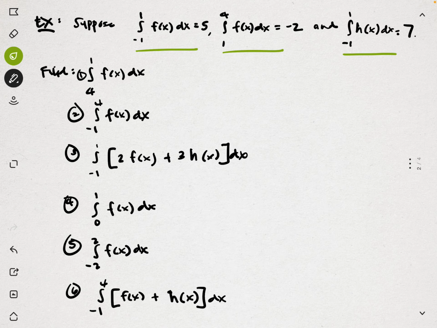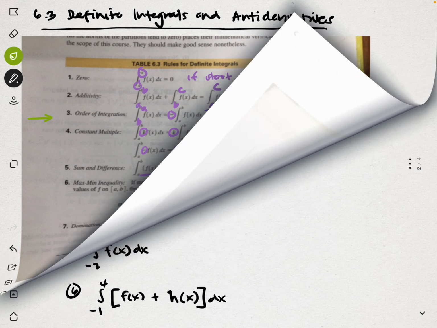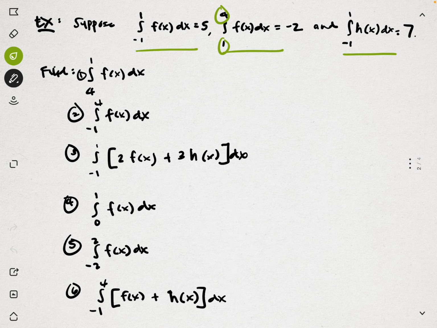So for number 1, we have the integral from 4 to 1 of f of x dx. Now look over here, we don't have anything that's going from 4 to 1, but what we have is the one that goes from 1 to 4. So we said from the property, this order of integration, right? If we switch the end and the start, then it's just the negative of what we have. So this one would be the opposite, or the negative of -2, which is 2.